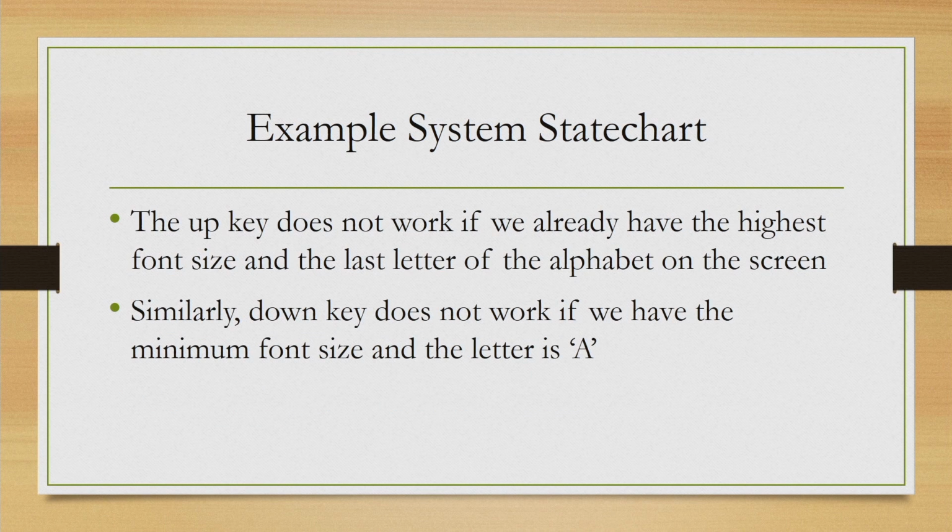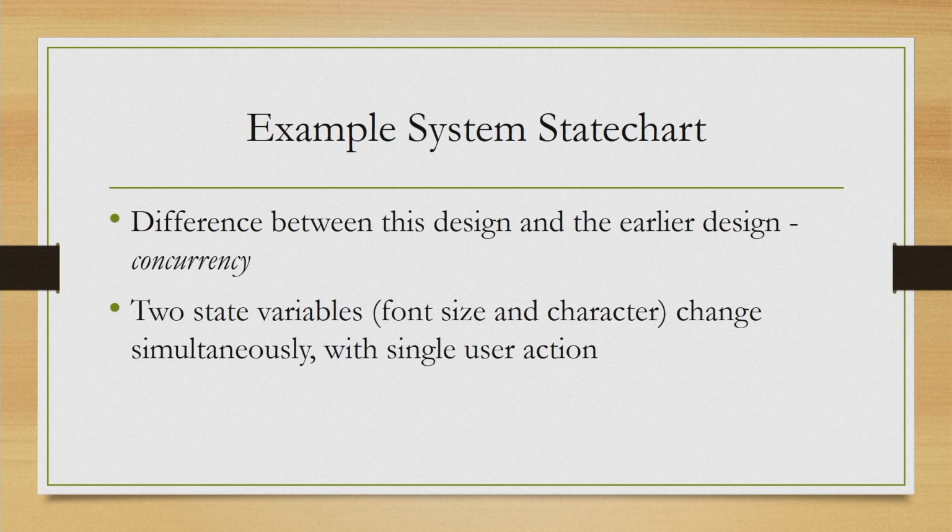We can of course add certain constraints, like the up key or the down key does not work at the boundaries. So, when we have reached the maximum font size or the last letter of the alphabet, the up key will not work. Similarly, the down key should not work when we have reached the minimum font size or the first letter of the alphabet. So, what is the difference between this design and the previous design? Remember that in the previous design, we can change font size and letter one after another by using different keys, but here that is not the case. Here both are changing together.